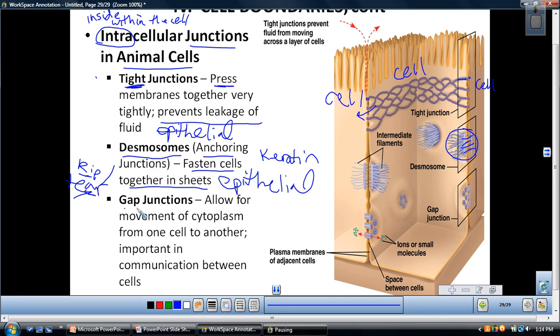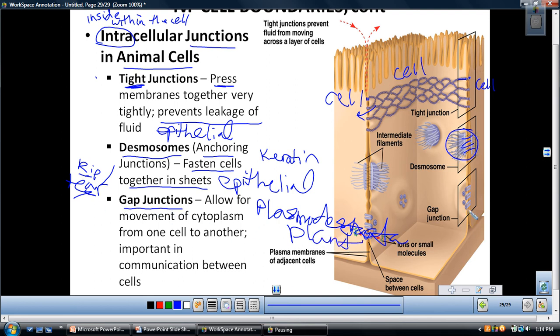Okay, the third example is called a gap junction. This is very similar to the plasmodesmata. Write this down, plasmodesmata. I can't spell with this, I'm using a mouse to do this. Plasmodesmata. It's equivalent to the plasmodesmata of plant cells. That's what the function of a gap junction is.